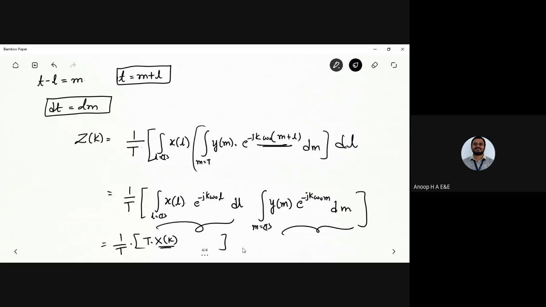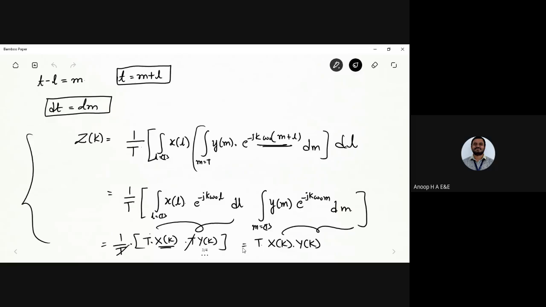So you are going to get 1 divided by T. This is written as T into x of k multiplied with again T into y of k. One of the T's gets cancelled, and you are going to be left with T into x of k into y of k. Okay, so this is the circular convolution proof, and the time domain convolution that you are going to apply here.